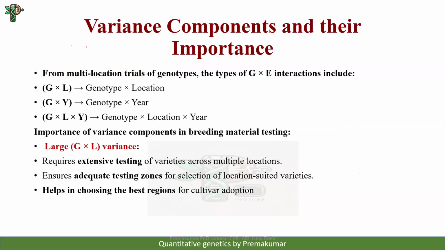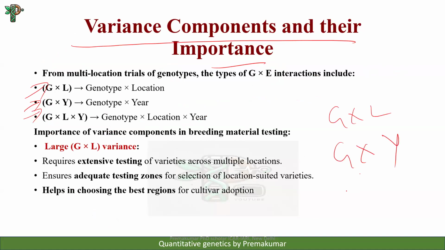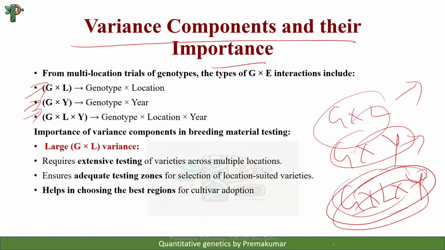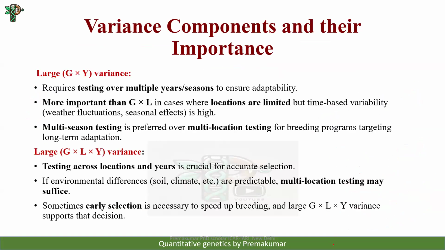Then how can we estimate this? First, we can estimate GE interaction in three ways. You can go with G into location basis, or G into year basis, or G into location plus year. Multi-year, multi-location, or multi-location, multi-year combined, we can also do. Based on this, we can estimate your GE interaction. How we can estimate that, we will discuss.